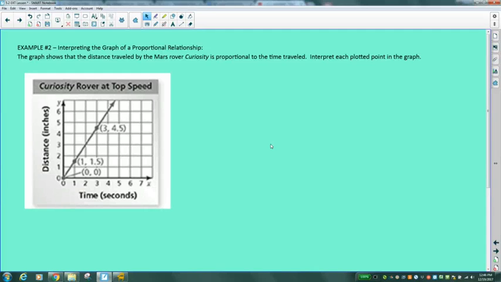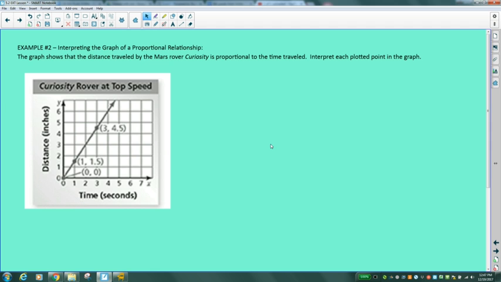All right, now we have a graph that is showing the Curiosity rover at top speed, and it's asking us to interpret this proportional relationship. I first look at the graph and ask myself, how do I know it's proportional? Well, it's a straight line going through the origin. To interpret it means to make sense of it and to understand what's happening.